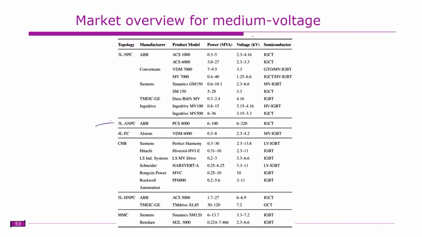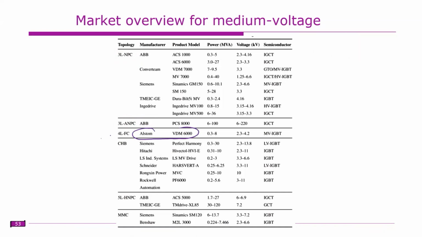Next we have the 3-level active neutral point clamped. This we have not discussed; we'll discuss it maybe in the next one or two classes. This is another one manufactured by ABB. Next we have Alstom.